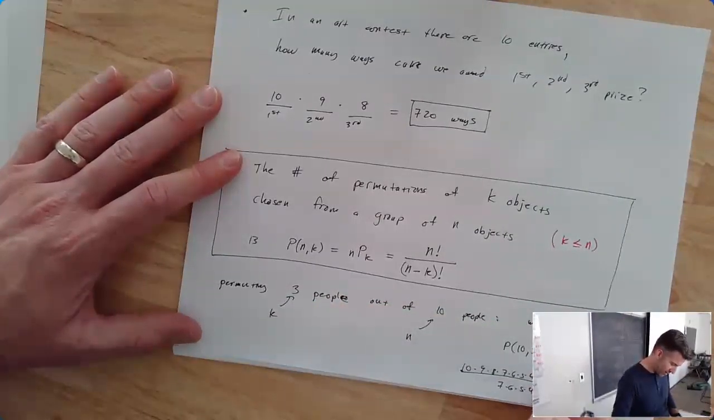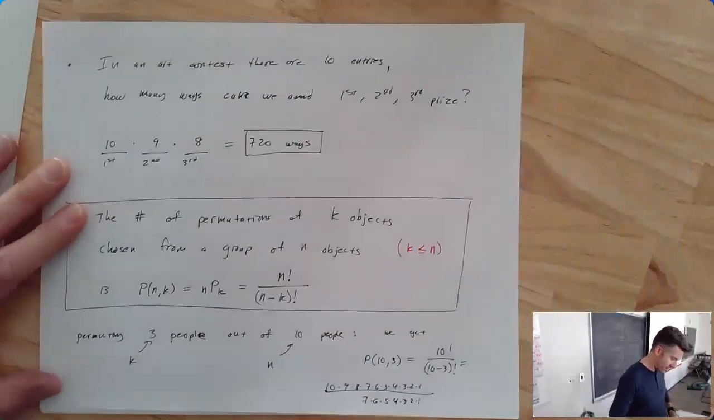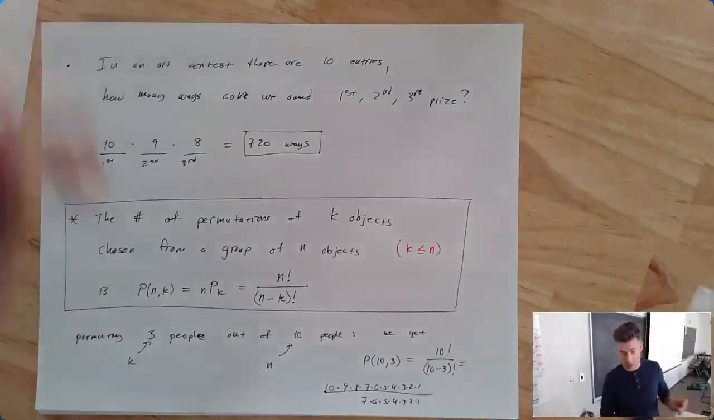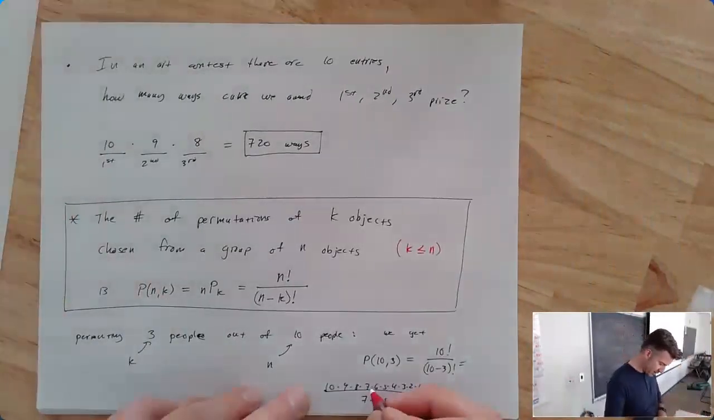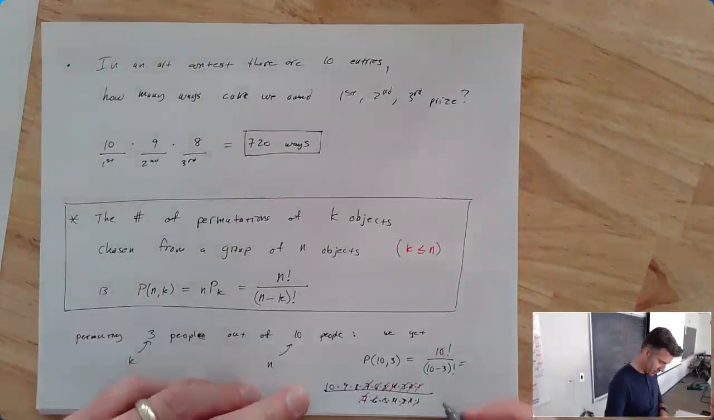The thing to see here is that you don't want to actually multiply out 10 factorial, although you could. But the point is, you can see that the 7s cancel, the 6s cancel, everything down cancels, and you're just left with 10 times 9 times 8, which is equal to 720.